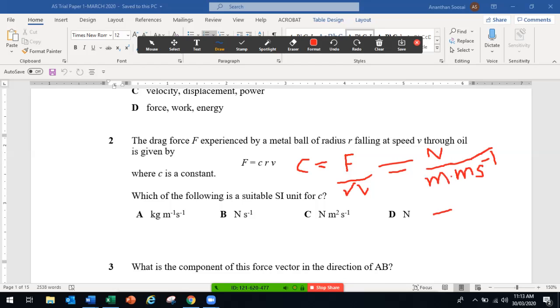So what do you get? You get Newton over meter squared per second, so M -2, S +1. Correct. So it should be -2, and then C is correct. So C cannot be the answer.